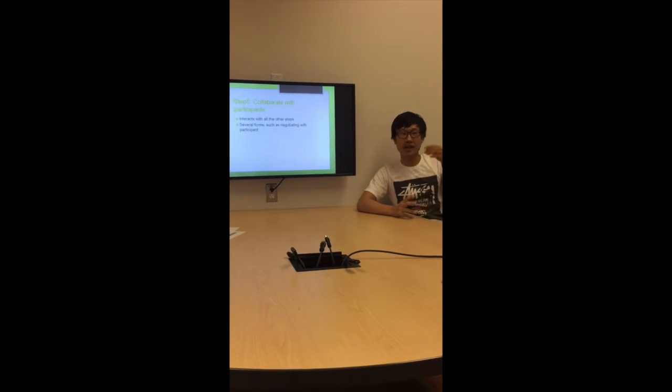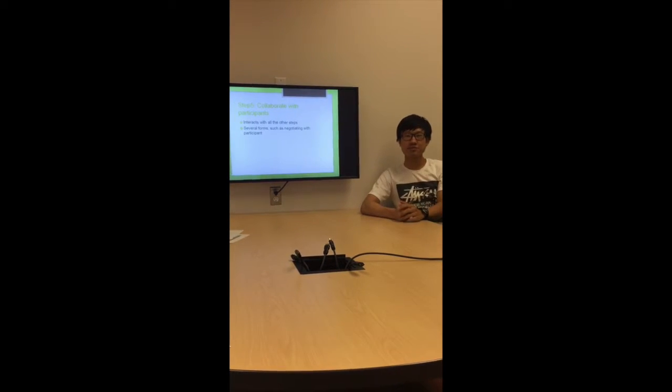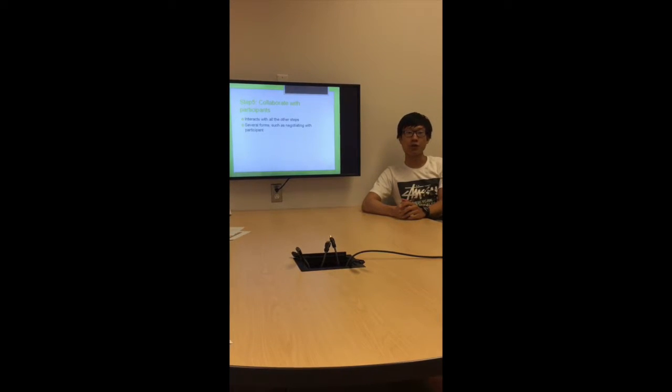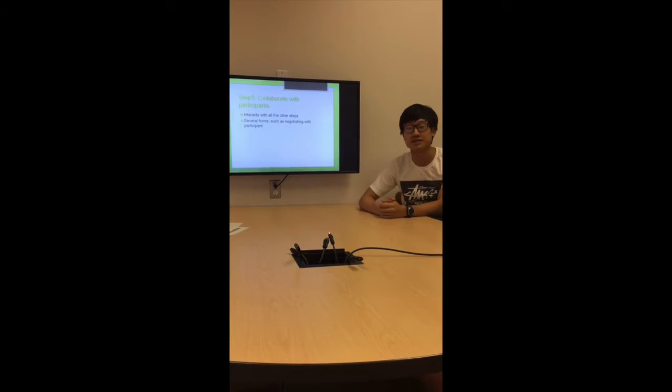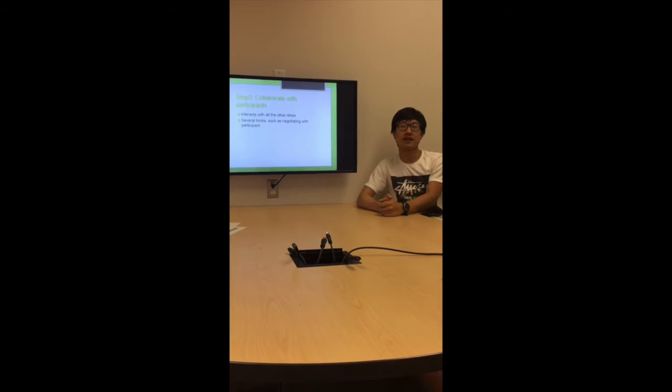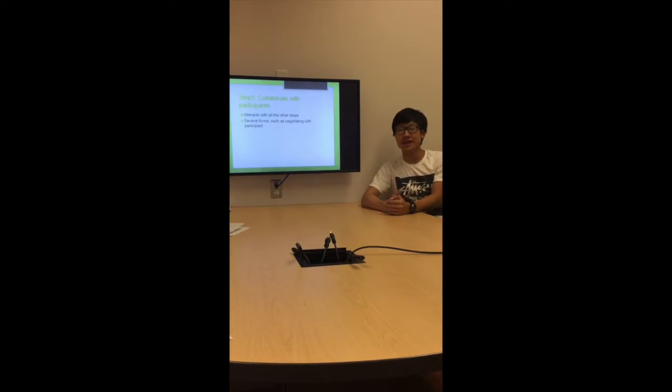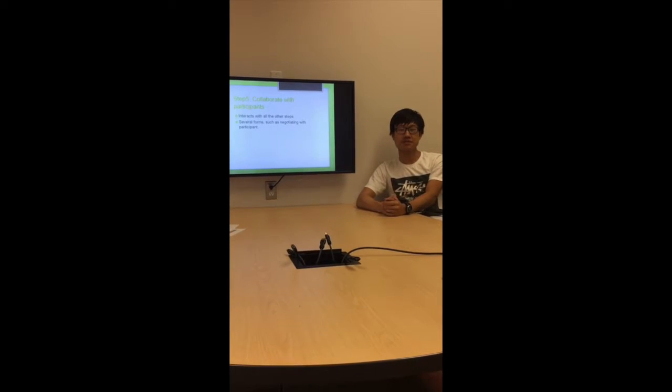Step 5, collaborate with participants. This step is one that interacts with all the other steps in the process. Actually, it is a requirement in narrative research design. So it requires us to collaborate with the participant in each step. So we need to talk to him. We need to make sure what we write on the paper can capture his experience.